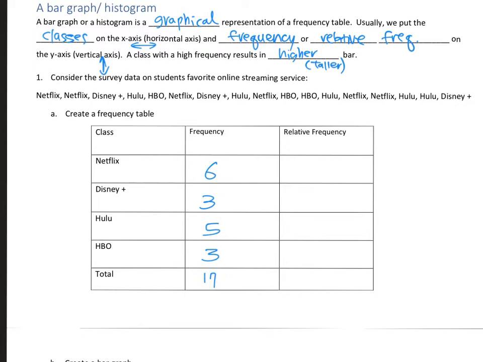Well, 6 out of 17. So that's a relative frequency. So I'll do 6 divided by 17. As a result, you get 0.353. I'm going to round to 3 digits. Or you can say here 35.3%. Either way is fine. So I can leave it as a decimal, you can leave it as a percent, doesn't matter. Same for the Disney Plus.